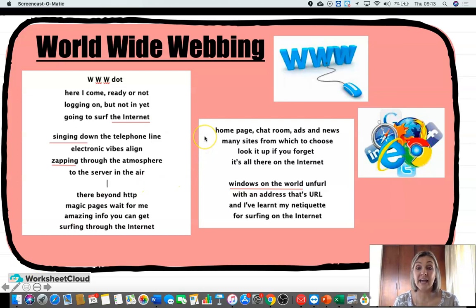Homepage, chat rooms, ads and news, many sites from which to choose. Look it up if you forget, it's all there on the internet. Windows on the world unfurl with an address that's URL. And I've learned my netiquette for surfing on the net.